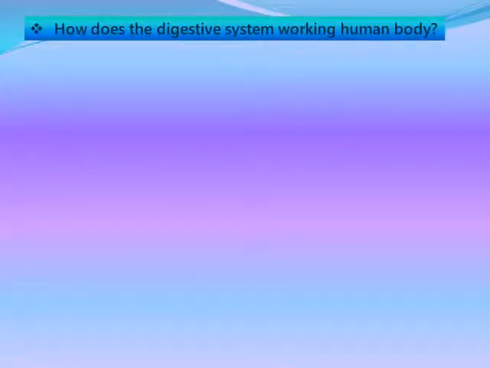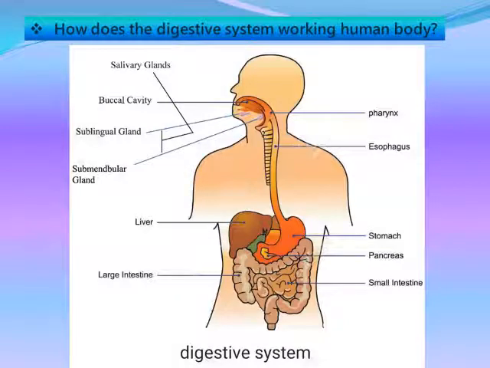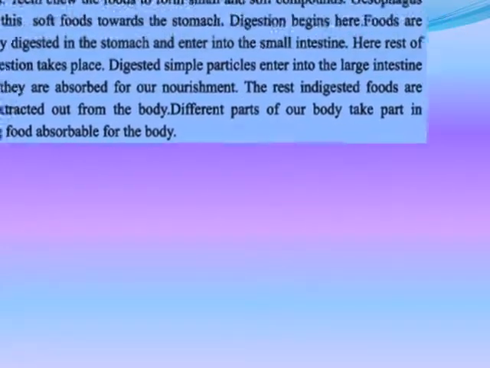Then how does the digestive system work in the human body? Digestion does not occur in a single organ. Several organs are involved in this process. Teeth chew the foods to form small and soft compounds. Esophagus passes these soft foods towards the stomach. Digestion begins here. Where does digestion begin or start? Stomach. Foods are partially digested in the stomach and enter into the small intestine.